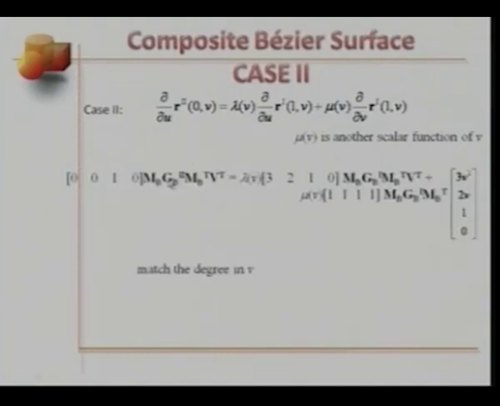This condition gives us 0, 0, 1, 0, M B G B of the second patch, M B transpose V transpose equals lambda of V 3, 2, 1, 0, M B, the geometric Bezier matrix for the first patch, M B transpose V transpose plus mu of V 1, 1, 1, 1, M B G B of the first patch, M B transpose times this column vector here, 3V squared, 2V, 1 and 0, pertaining to partial over partial V of V transpose.